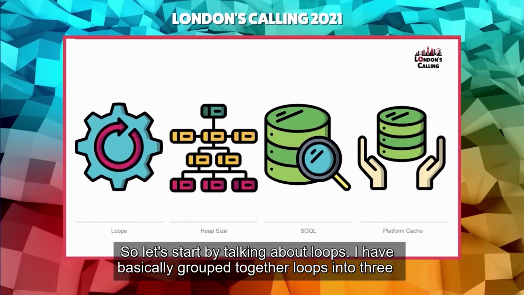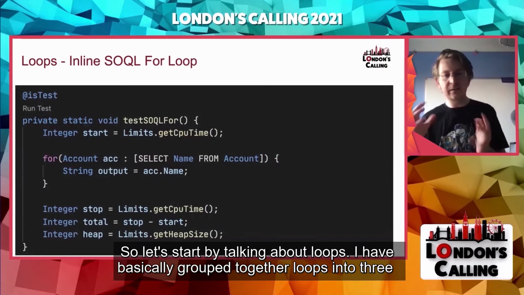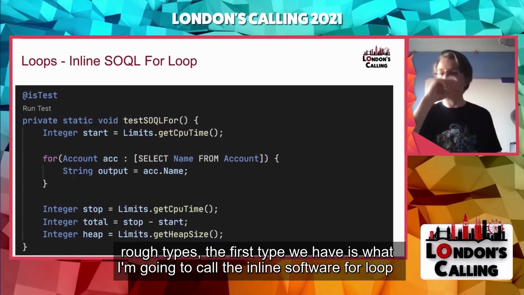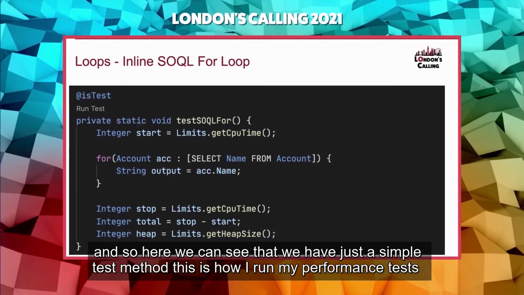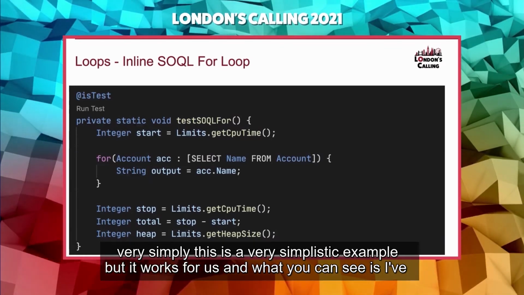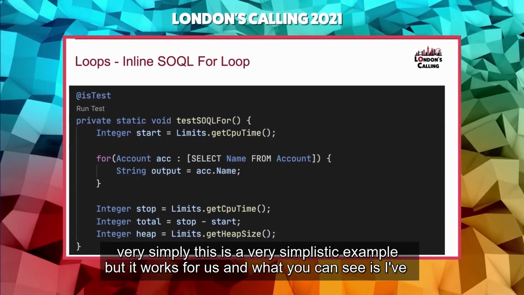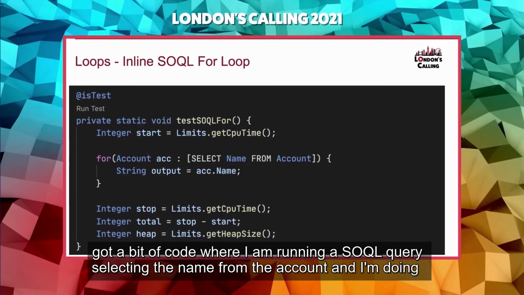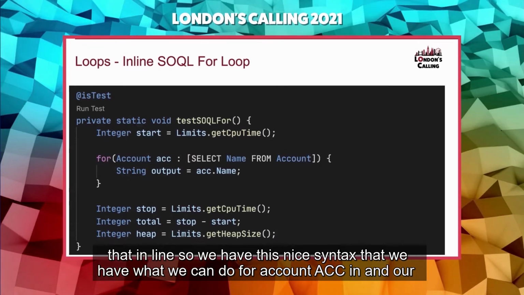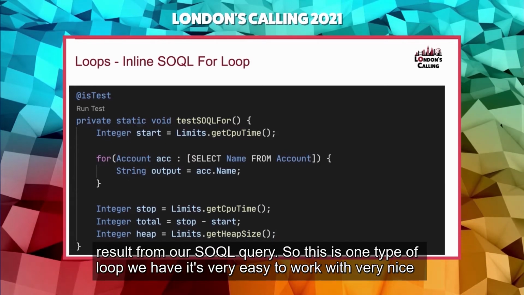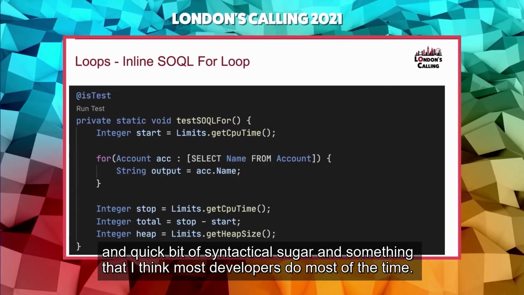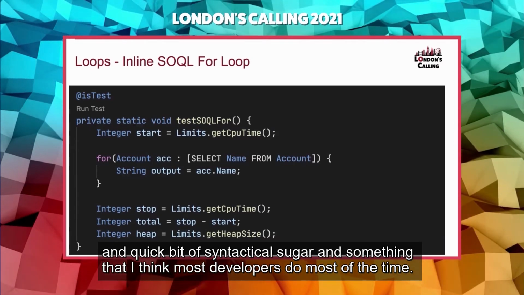So let's start by talking about loops. I have basically grouped together loops into three rough types. The first type we have is what I'm going to call the inline SOQL for loop. And so here we can see that we have just a simple test method. This is how I run my performance tests, very simply. This is a very simplistic example, but it works for us. And what you can see is I've got a bit of code where I am running a SOQL query, selecting the name from the account, and I'm doing that inline. So we have this nice syntax where we can do for account ac in and our result from our SOQL query. So this is one type of loop we have. It's very easy to work with, very nice and quick, a bit of syntactical sugar, and something that I think most developers do most of the time.